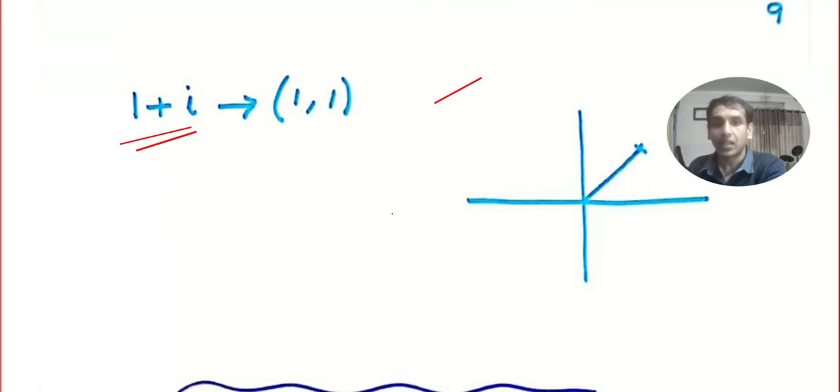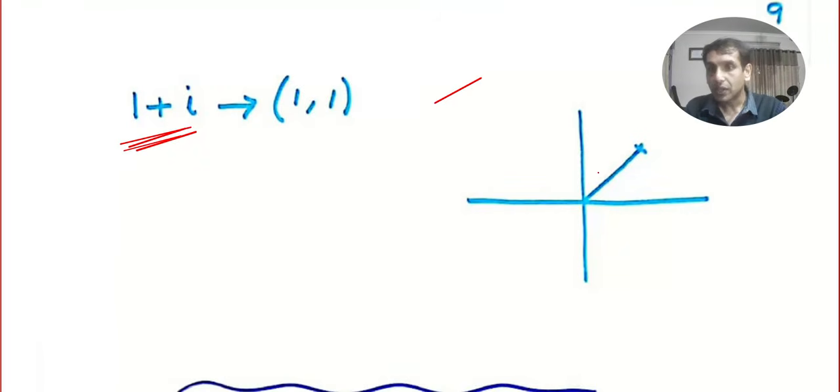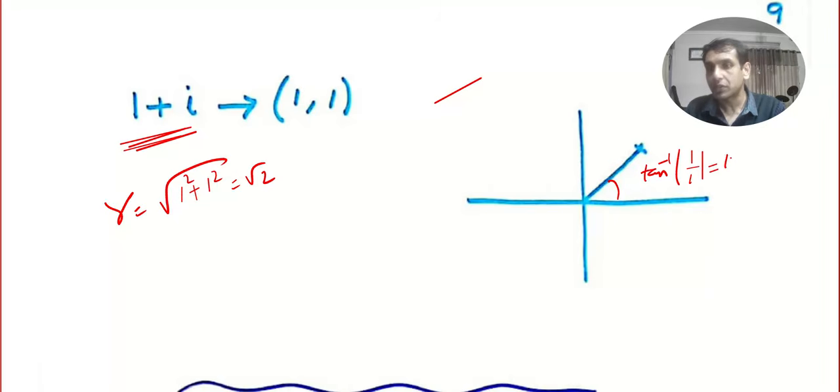Okay. So 1 plus i means 1 comma 1. It is in the first quadrant. So the length, r, will be root under 1 square plus 1 square, that will be root 2. And the angle is tan inverse positive value of 1 by 1, that happens to be pi by 4. So I can easily write 1 plus i is root 2 e to the power i pi by 4.